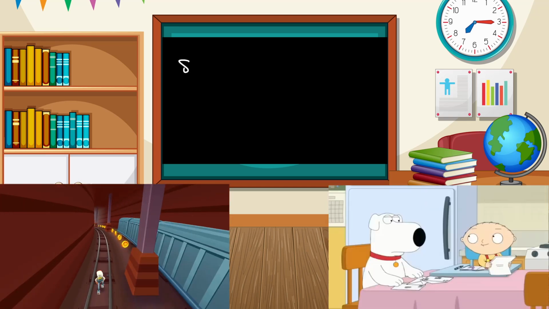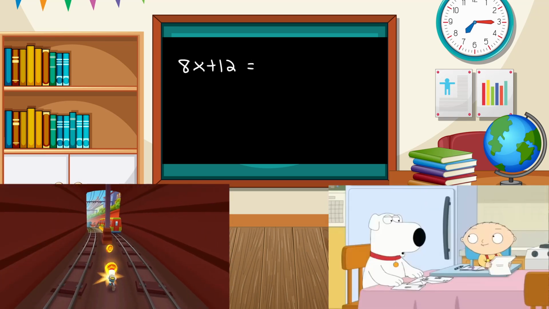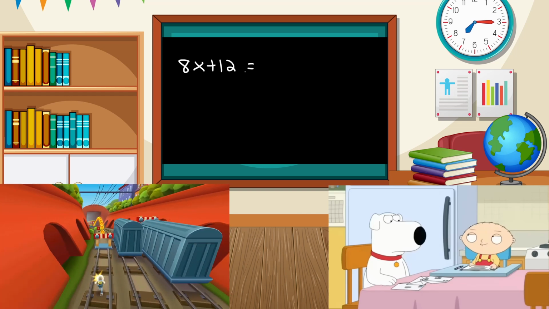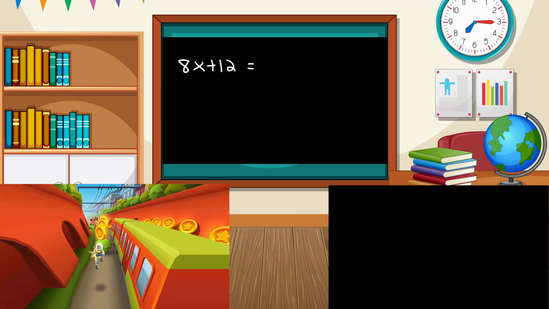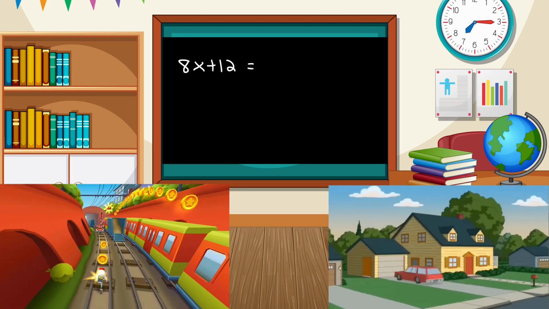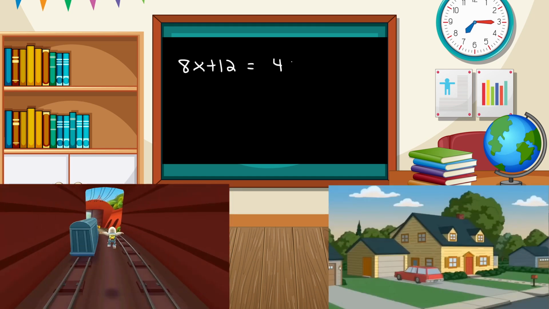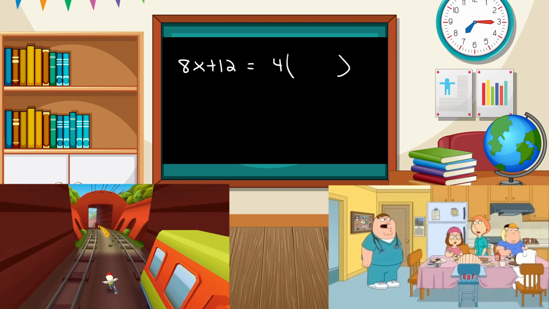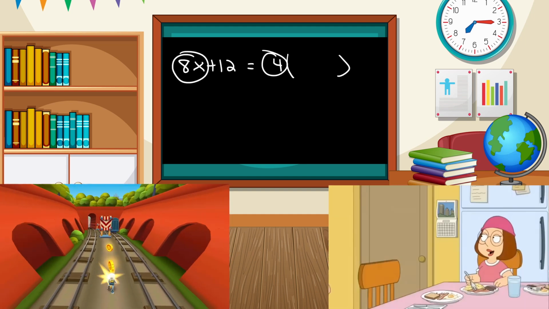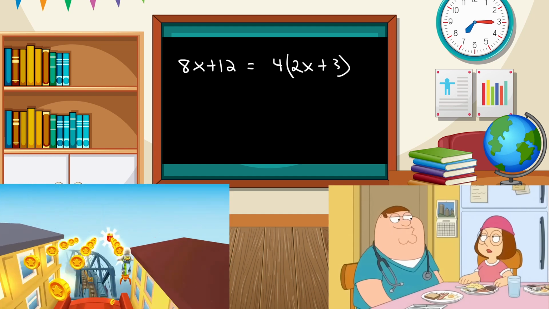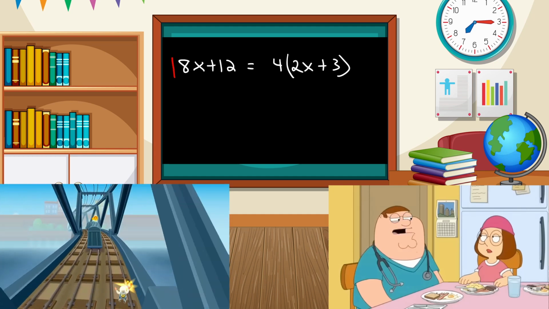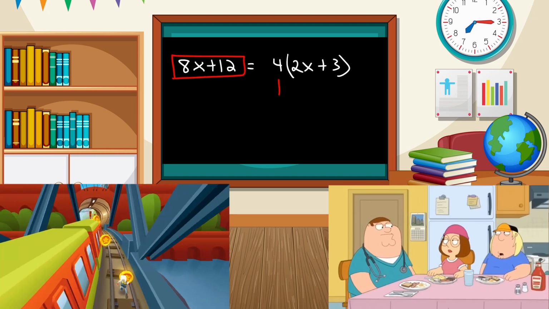Let's say I want to factor 8x plus 12. How can I do so? The first thing you should look for is the GCF, the greatest common factor. So what number goes into 8 and 12? 2 can go into 8 and 12, and so can 4, but 4 is greater than 2. So 4 is going to be the GCF. Now, to find out what goes on the inside, divide. 8x divided by 4 is 2x, and 12 divided by 4 is 3. And so that is factoring. Here we've converted a binomial into the product of a monomial and a binomial.